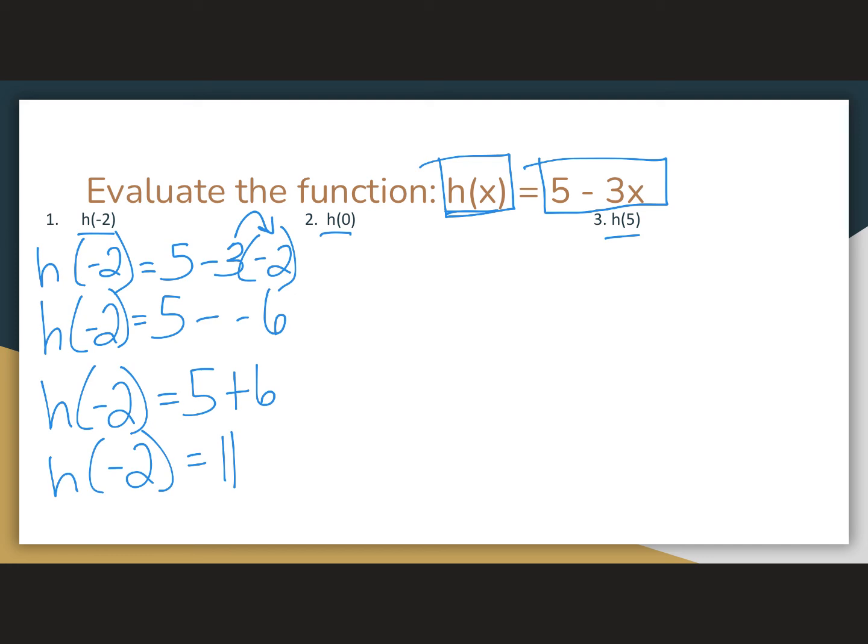Take a minute and try the other two. Pause the video and try these. Okay, so hopefully you've tried them now. For h of 0, you should have gotten h of 0 equals 5. And for h of 5, you should have gotten h of 5 equals negative 10. If you did not get those answers and you can't figure out why, come see me.